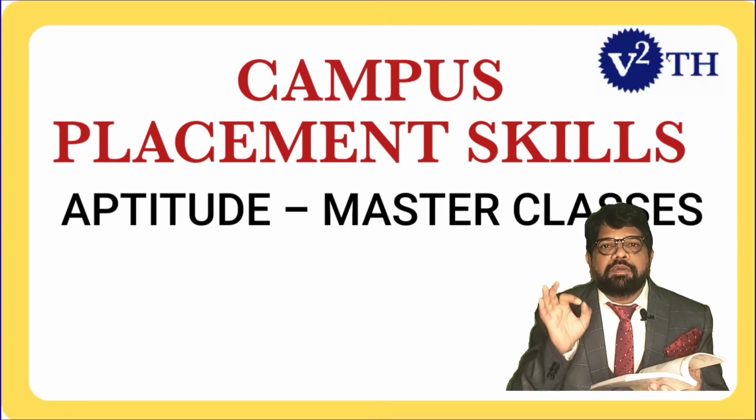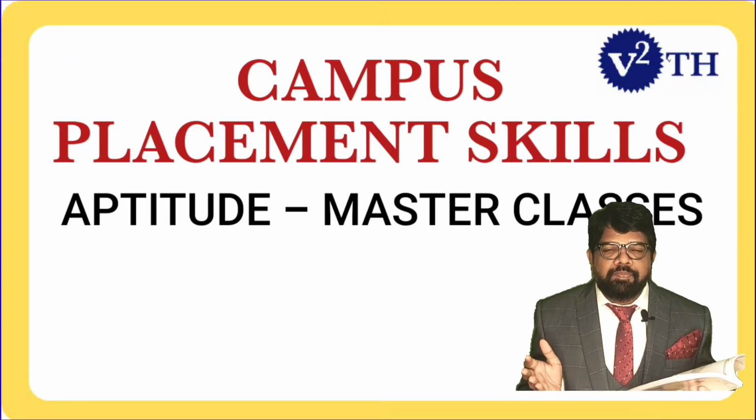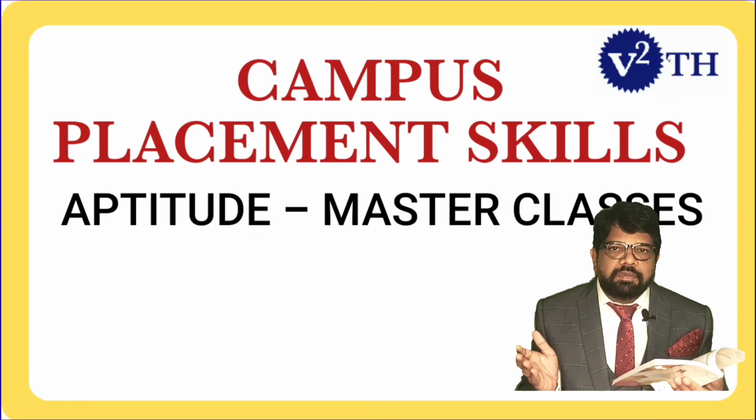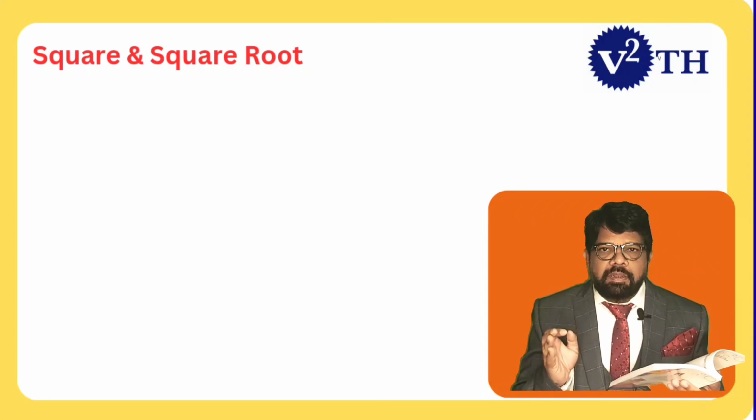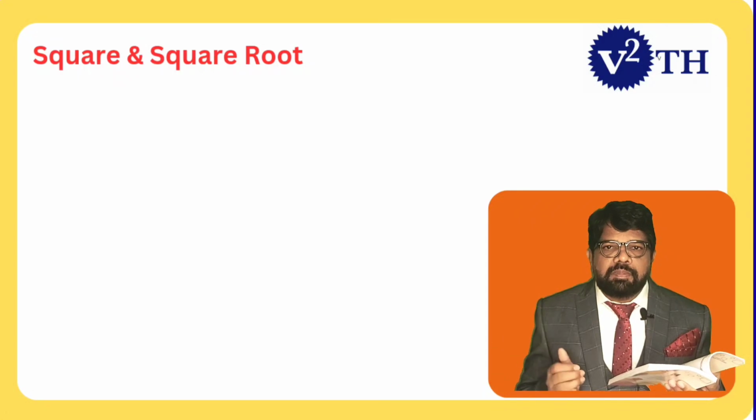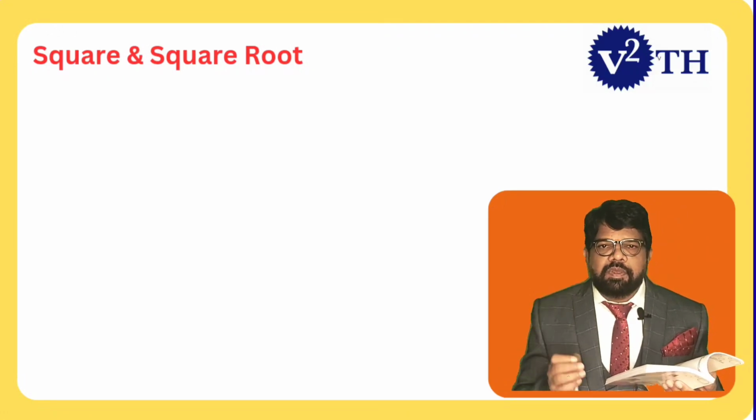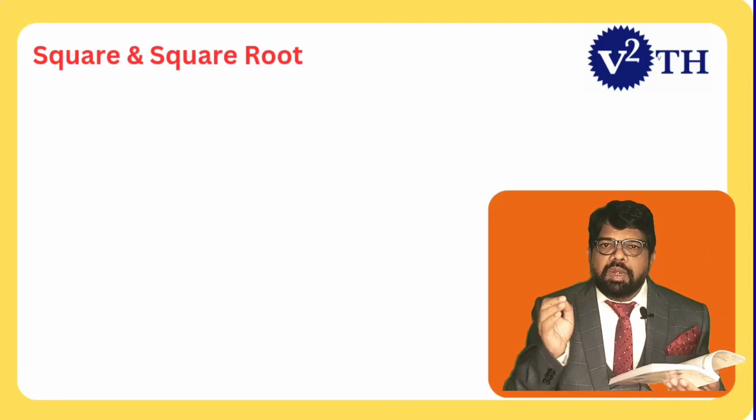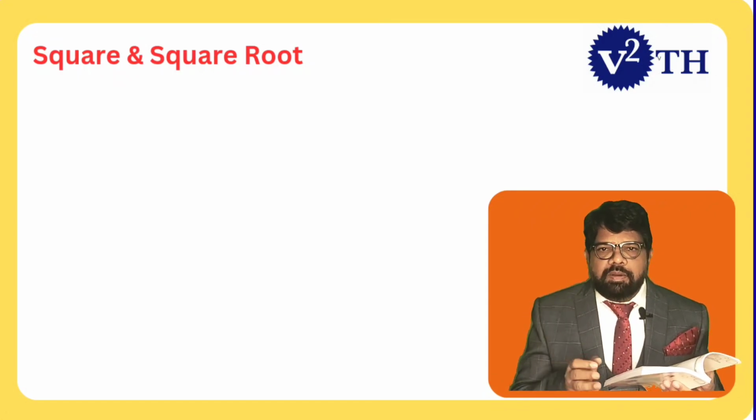Now the first one is the definition of square. Open your books and see it. What is meant by square? If the same number is multiplied two times, it is called the square of a number. Suppose 2 into 2, 2 square, 3 into 3, 3 square, 4 into 4, 4 square. But for any competitive examination, you have to learn by heart from 1 square to 40 square.